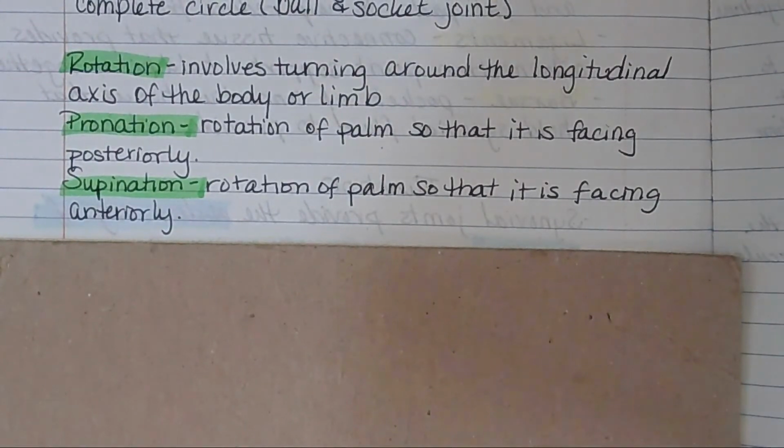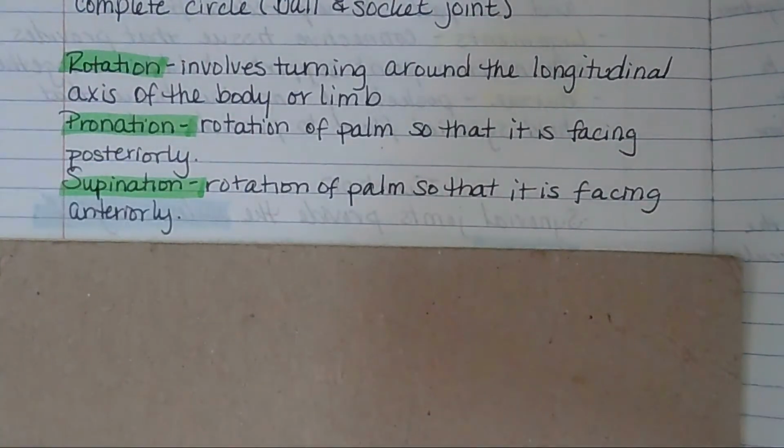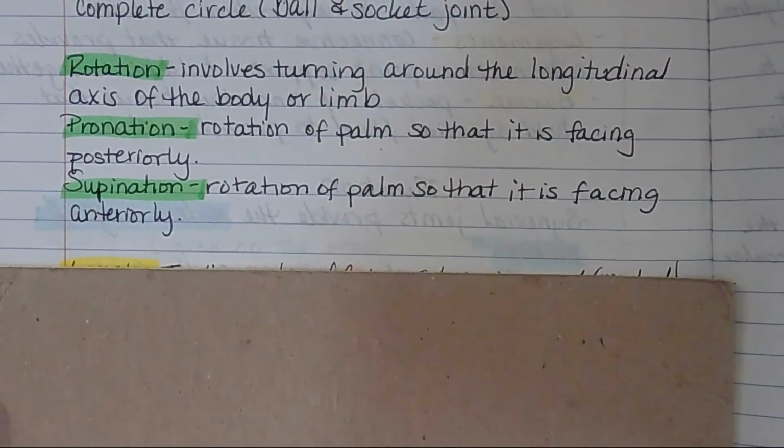And that's going to be happening at your radial ulnar joint. So again, rotation of the palm so it's facing anteriorly is going to be supine. Again, you can hold soup. Pronation is where your palm is down, the back of your hand.